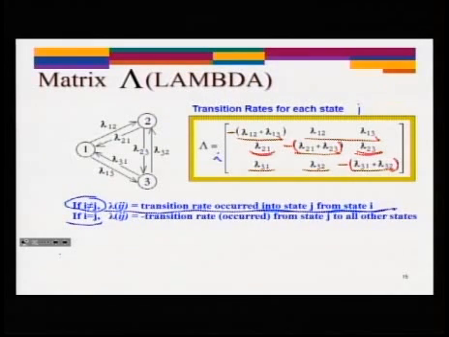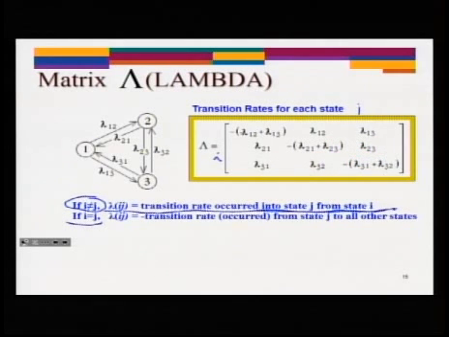Okay? So in this way, you can construct the lambda matrix. And we will use this matrix for balance equations later, just to let you know. But in this screen, I just want to let you know how to construct the lambda matrix. And one of the important properties of the lambda matrix is that the summation of each row of the lambda matrix must equal zero. Okay? So each row summation should be equal to zero.